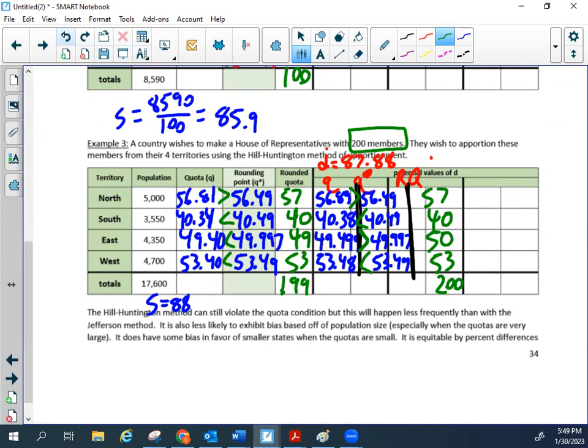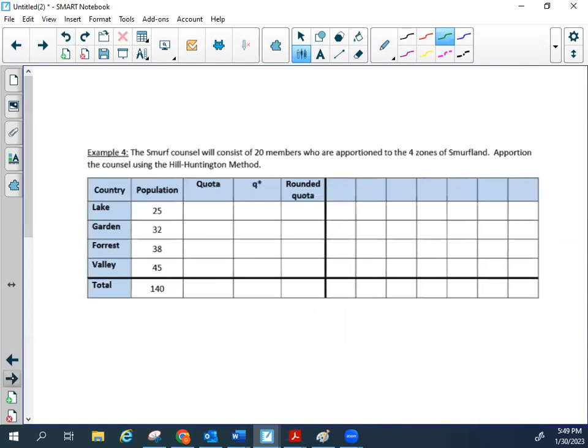So these questions can be time consuming. Every time this doesn't add up, we have to pick a new divisor and start the process over. We have to get new geometric means and new quotas and new rounding. So let's do one more.